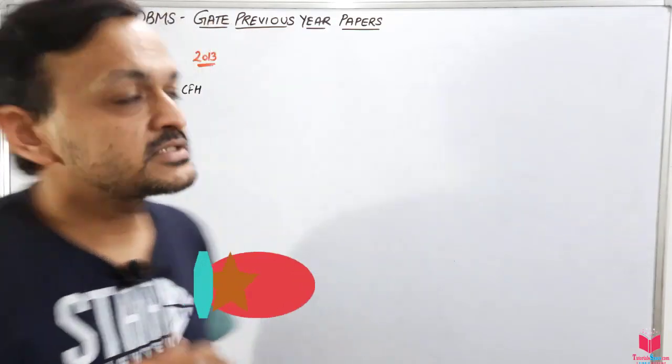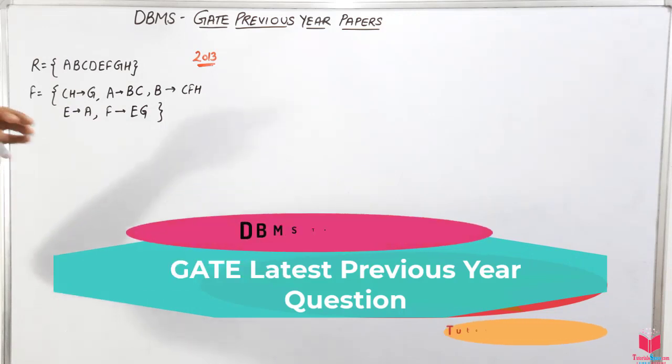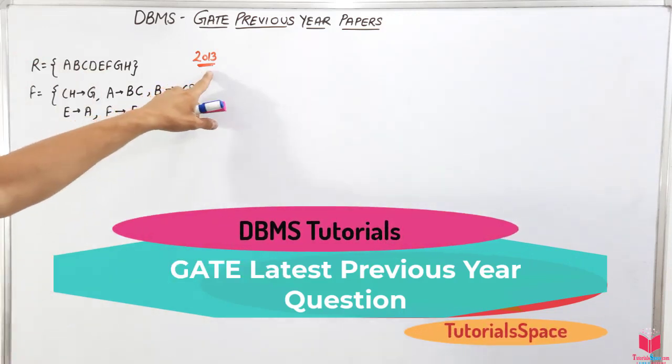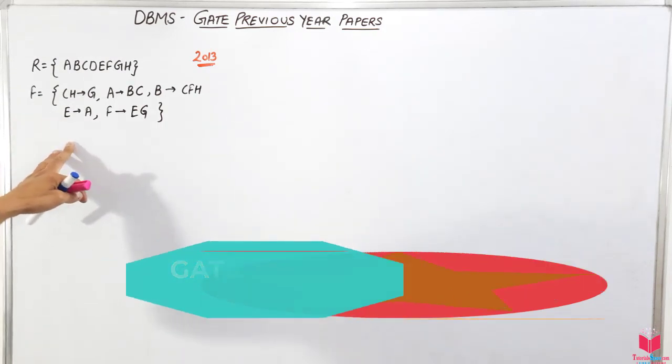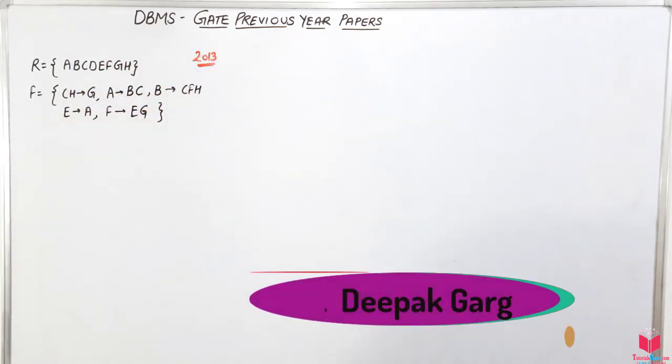Hello friends, today we will discuss another question on DBMS, the GATE question which comes in 2013. This question was based on the normalization part. You can see the question here.